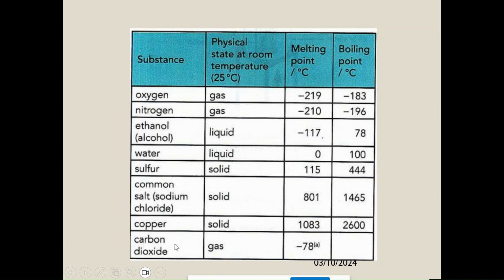You can observe that carbon dioxide has a melting point which is negative, minus 78 degrees Celsius, but there is no boiling point here. Why? Because boiling point is specific to liquids, and carbon dioxide goes through sublimation, from gas to solid, and then from solid to gas directly.